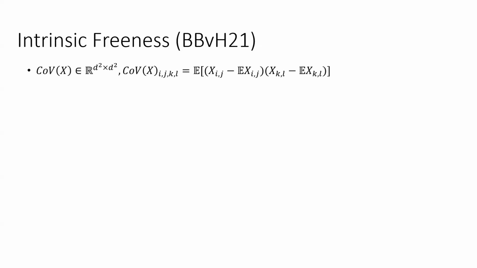So basically, what they did is discover this idea called intrinsic freeness, which measures how non-commutative a matrix is. Given our random matrix X, we define the covariance matrix of this matrix to be the bigger d squared by d squared dimensional matrix, which is just the covariance matrix of X as a d squared dimensional random vector. So forget that it's a matrix for a second and just treat it as a big vector. This is a d squared by d squared matrix whose entries give you the covariance of this vector.